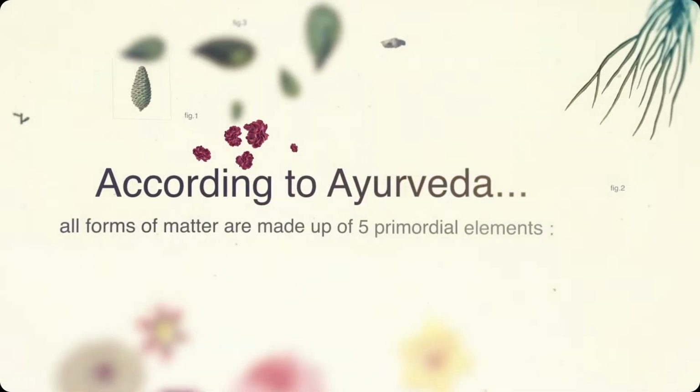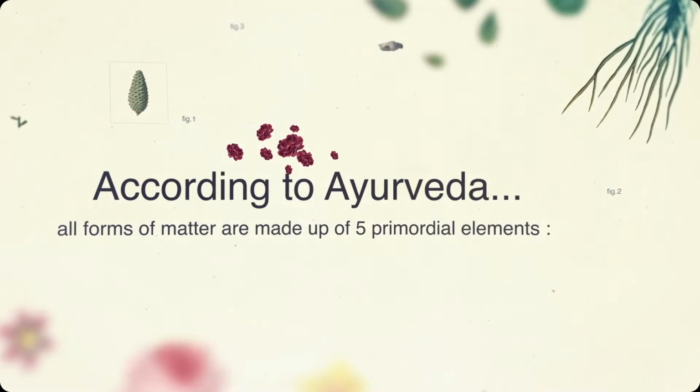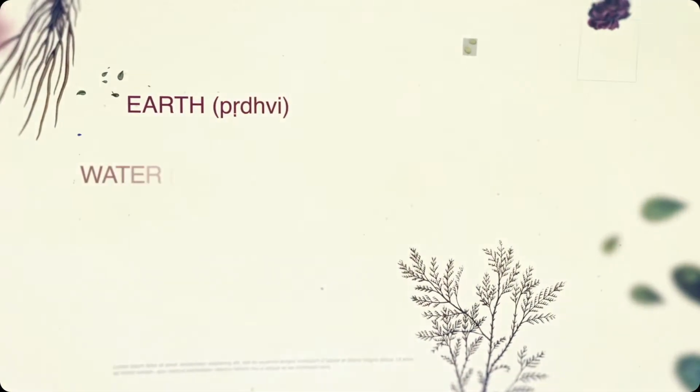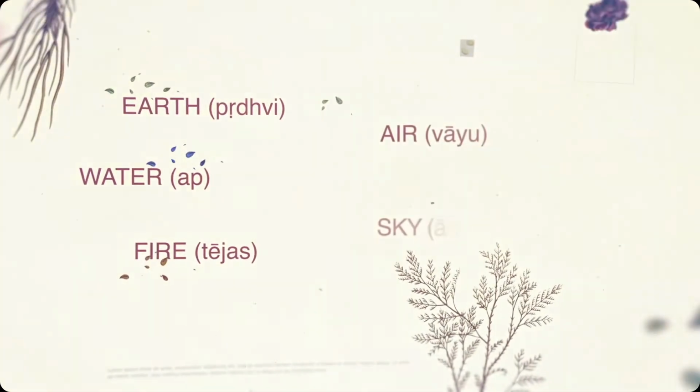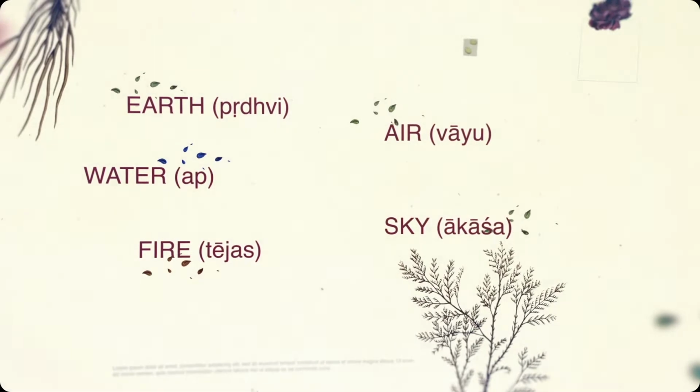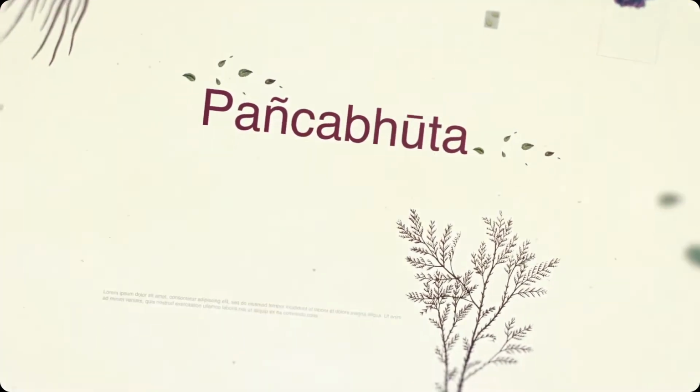According to Ayurveda, all forms of matter are made up of 5 primordial elements: earth or Prithvi, water or Ap, fire or Tejas, air or Vayu, and sky, Akasha. And these are collectively known as the Panchabhuta.